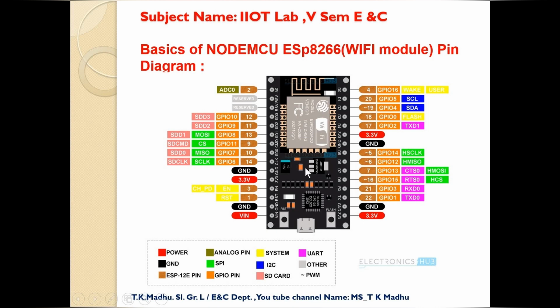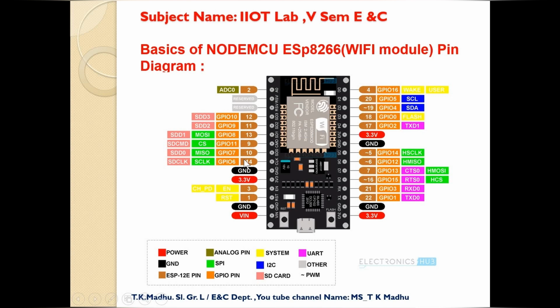Then coming to the UART, that is nothing but the serial port. If you want to interface any Bluetooth or any GSM modem, there we have the UART by name RX and TX. So here we have RX D0, TX D0, then TX D1 and RX D1. So there are two UARTs in this. We can interface one with the Bluetooth or one with the GSM modem, like that.